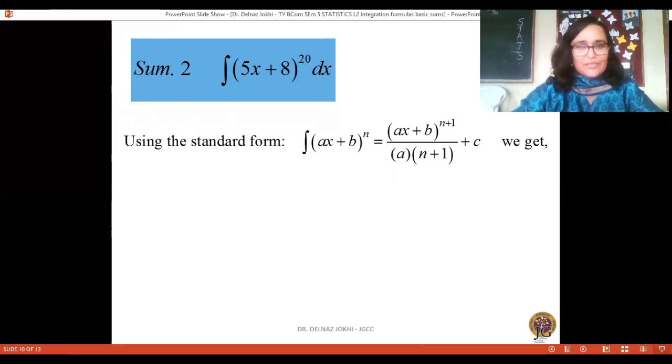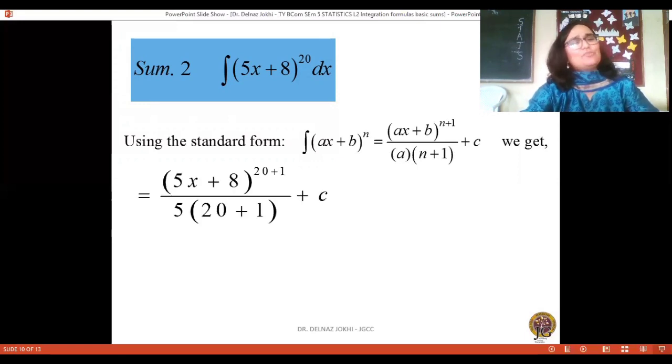I'll help you out. In place of a, what is there in our sum? 5. In place of b? 8. And in place of n? 20. Come on, I'll give you some time. Try the sum on your own. Substitute the values in the answer. Please try on your own. I'm giving you some time.